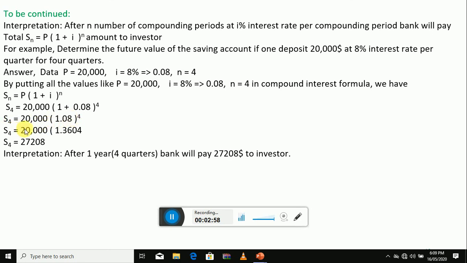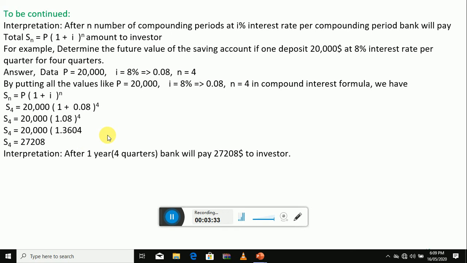Now S4 is equal to $20,000 as it is, 1.08 raised to the power 4 is equal to 1.3604. Students, you have to enter 1.08 to the scientific calculator and put raised to the power 4. This will give you this value. Now S4 is equal to $27,208. When we multiply $20,000 with 1.36, we will find this number, $27,208. What does this mean?